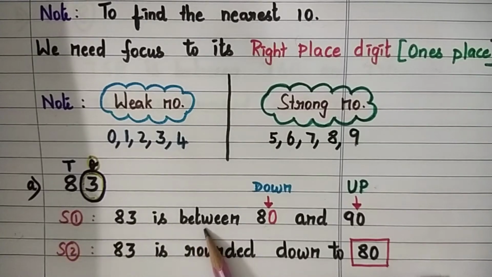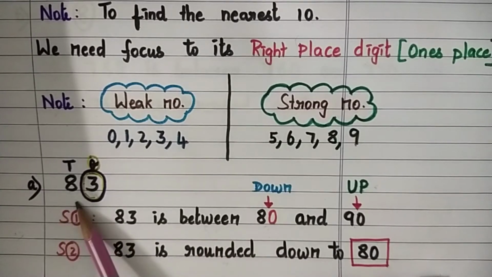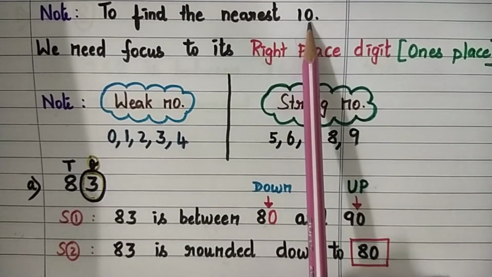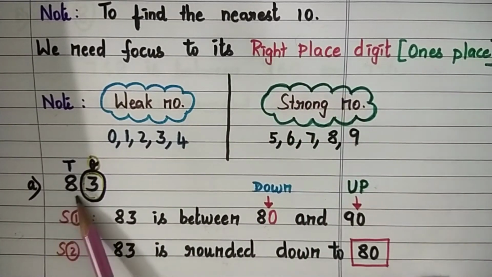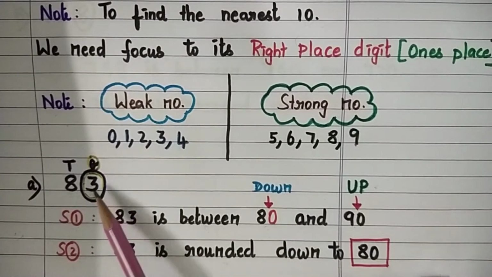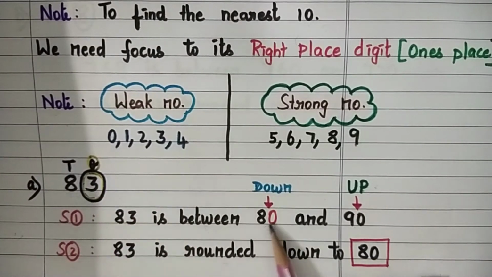To find a between number, there is a simple trick, children. What is the trick? We need to find the nearest 10, no? So, nearest 10 means it will have a 0 in the ones place. So, in the question, the ones place should be changed to a 0. So, 83 should be changed to 80. Nearest 10 means the ones place changed to a 0. So, 83 will become 80.